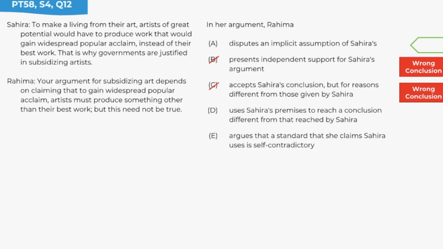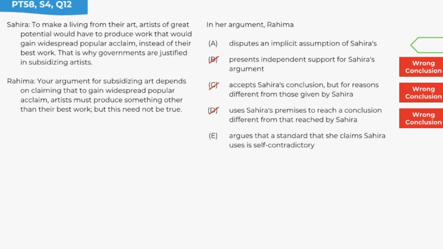Well, there's two ways to look at this. I'm not sure that Rahima is really using Sahira's premise or premises. And second, Rahima's not really reaching a conclusion in general. Rahima's just suggesting that the assumption of Sahira's argument isn't necessarily true. So while Rahima does seem to be challenging, Rahima's not really offering something else in return. So D, offering a new conclusion, doesn't really match what Rahima's here for. Let's get rid of it.